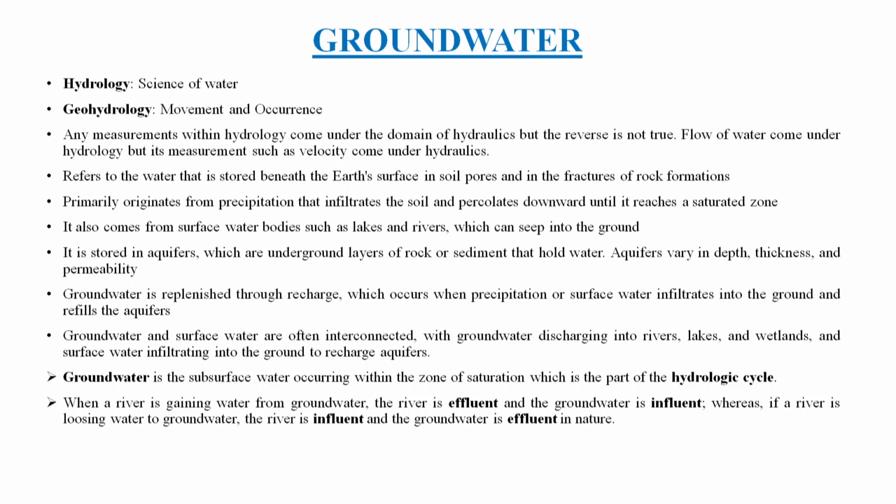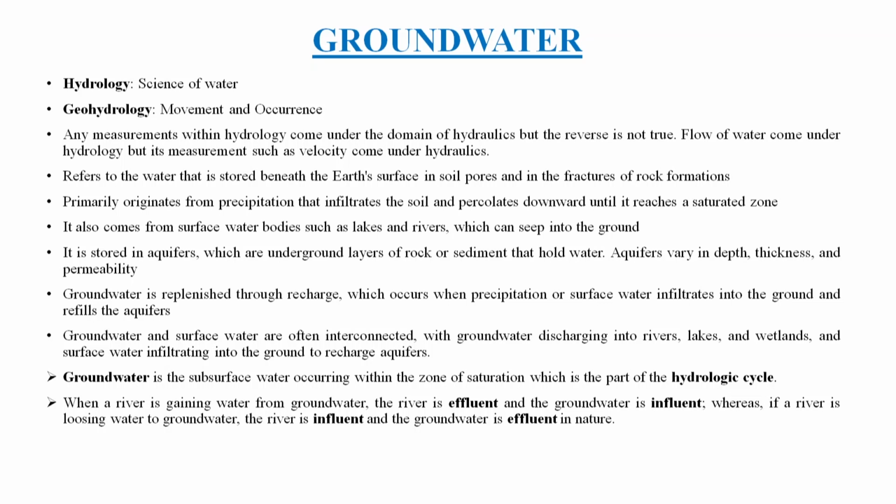Geohydrology deals with, whenever we add this term geo, the hydrology of the earth that we are referring to. It encompasses two main aspects: movement of the water and occurrence of the water. Here again we are referring to groundwater, because that will be the focus of our discussion. Any measurements within hydrology come under the domain of hydraulics, but the reverse is not true. Flow of water comes under hydrology, but its measurements such as velocity come under hydraulics. So you can see why the reverse is not true.